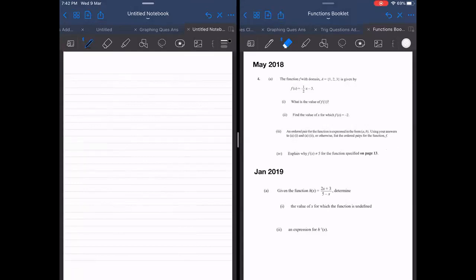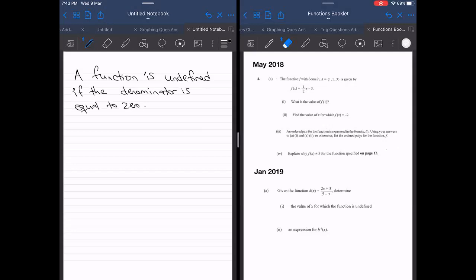Okay, so let's talk about something, right? So a function is undefined if the denominator is equal to 0. Not the numerator, the denominator. Right? So a function is undefined if the denominator is equal to 0.